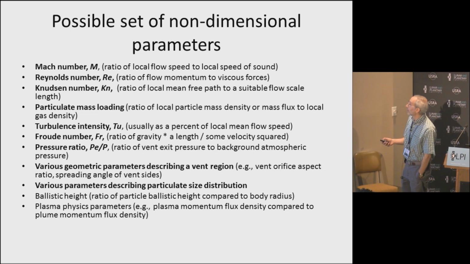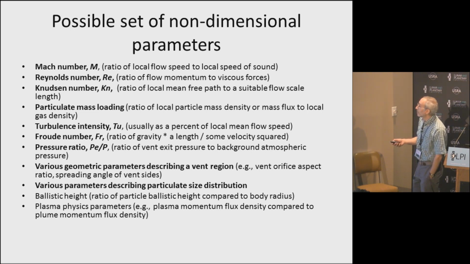We might describe a lot of possible non-dimensional parameters to describe a plume, like a Mach number. I want to set a stage here and say Mach number is a ratio of a local flow speed to a local speed of sound. If you say I have a plume of a certain Mach number, you're probably talking about the Mach number at the vent exit plane, but in general, Mach number is a scalar throughout the field.